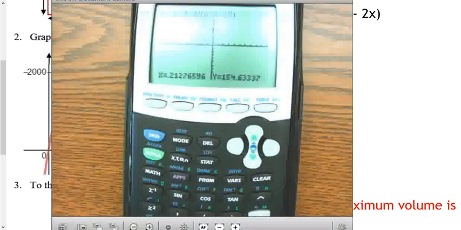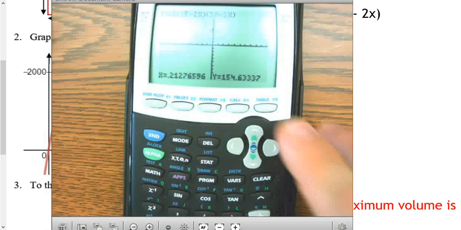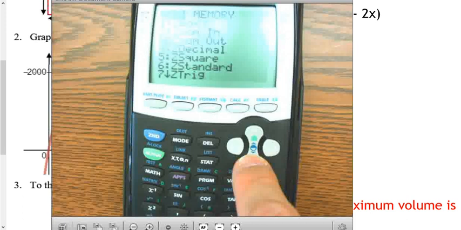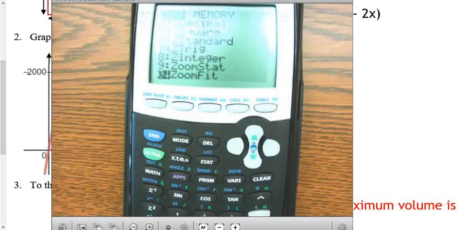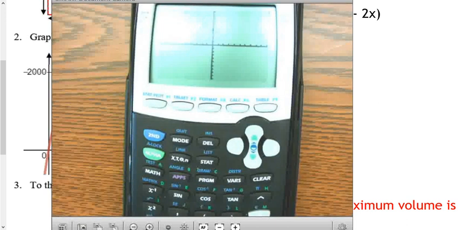So I know I need to see more vertically. What I would probably try as a start is I'd come to the zoom option and scroll down to 0, I think it is. Yeah, and I would try a zoom fit, which sometimes works, sometimes doesn't work. It's a starting point. Well, a second starting point. So I'll hit enter and I get a zoom fit. And okay, so I see my graph coming up. Oh, and I can see a maximum there, but then there's something happening further to the right.